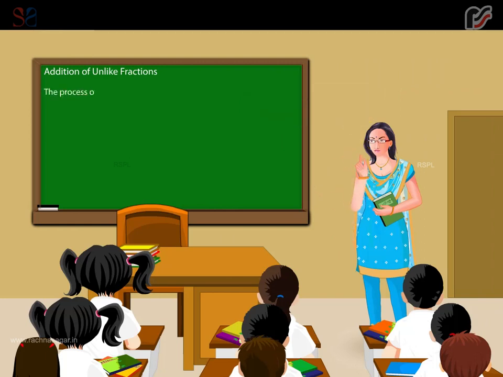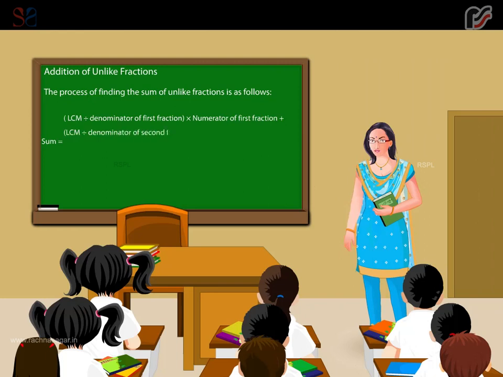The process of finding the sum of unlike fractions is as follows. Sum is equal to LCM divided by denominator of first fraction multiplied by numerator of first fraction, plus LCM divided by denominator of second fraction multiplied by numerator of second fraction, whole divided by LCM of denominators.